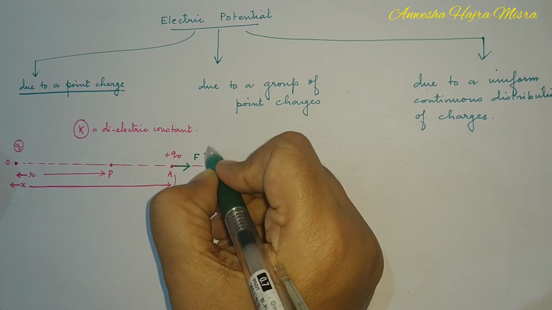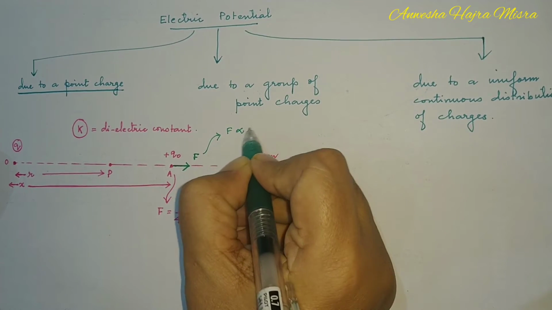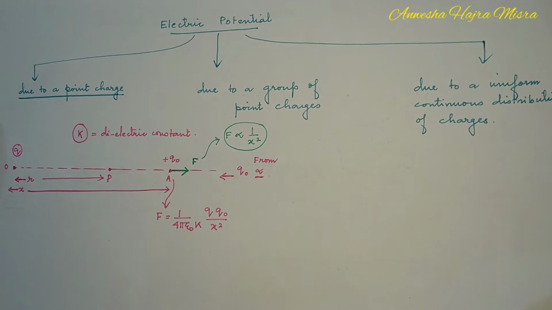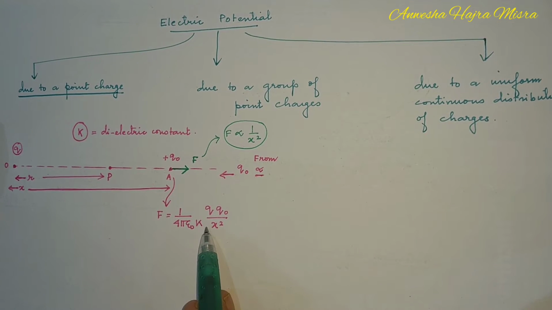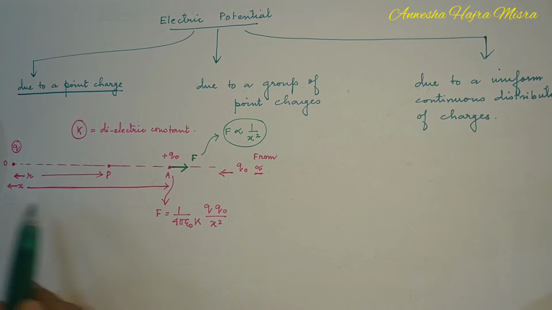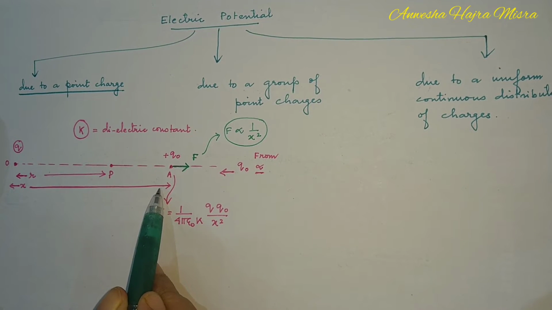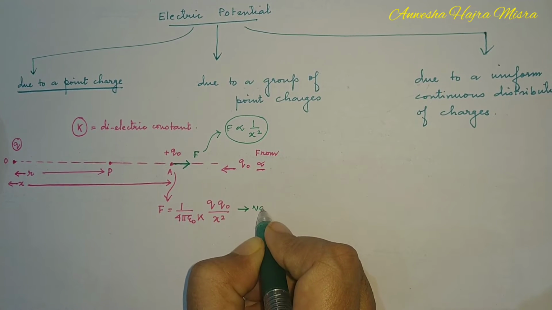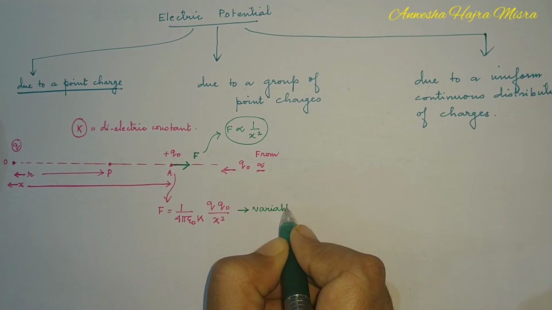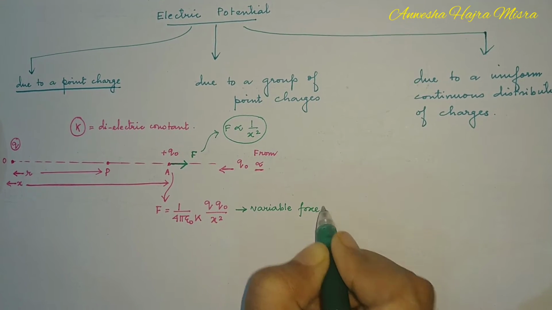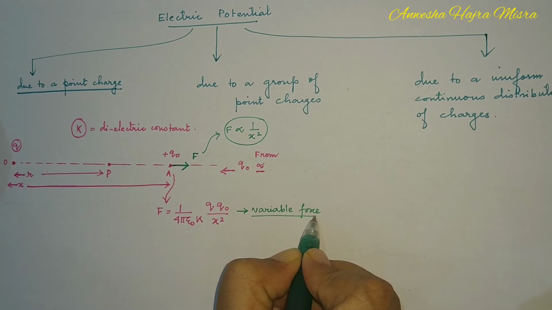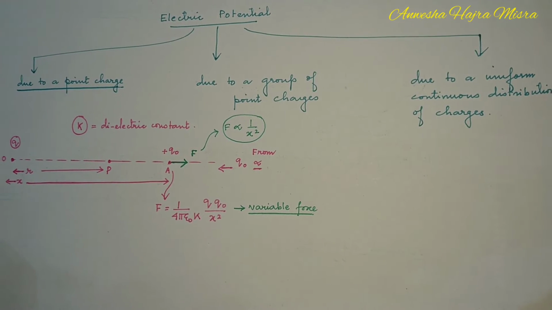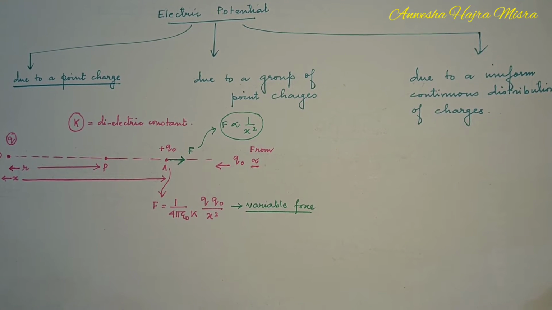Now, this force is inversely proportional to distance square. That means as the distance changes, the force will change. So, this force is a variable force. So, when you have a variable force, to find the work done, you have to integrate. There's no other option than to integrate.